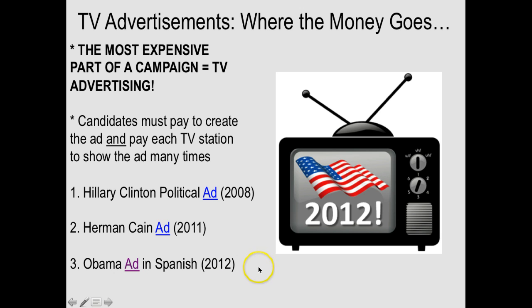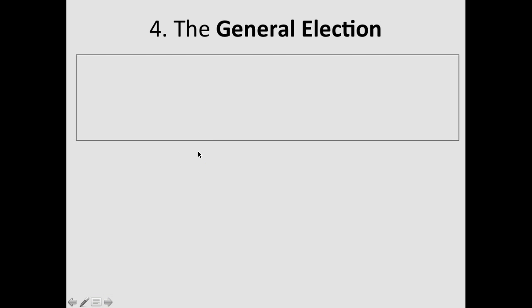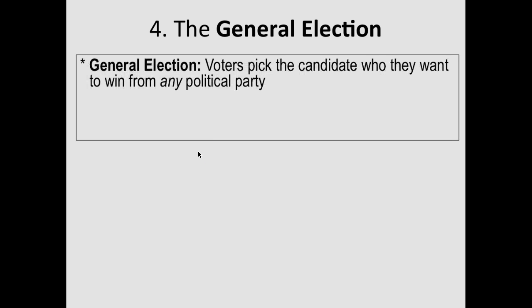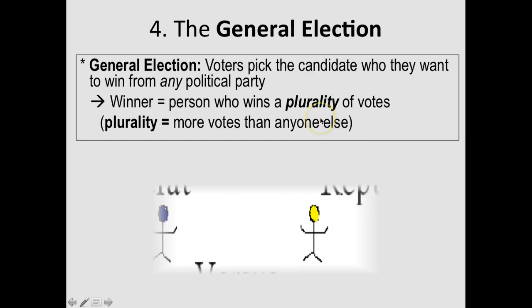All right, the last part of the campaign election process, the general election. So, the general election is when the voters choose who is going to be the winner of an election. This time, they can pick a person from any political party, and the way it works, the person who wins a plurality of votes, plurality means more votes than anyone else, wins.